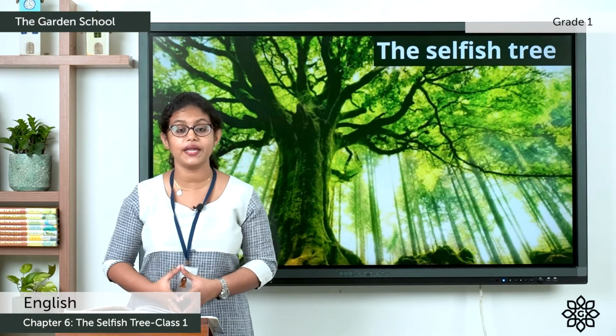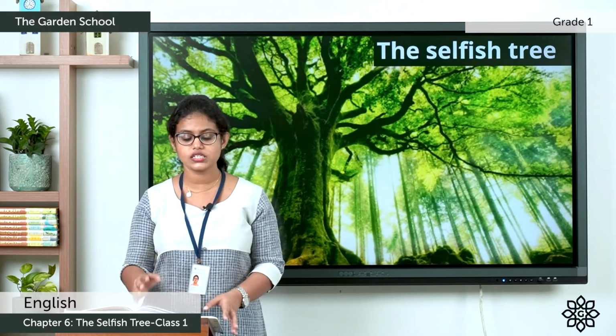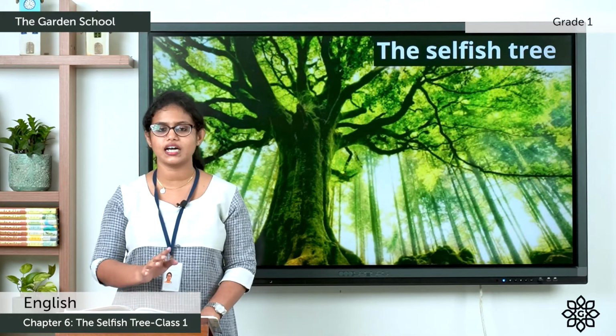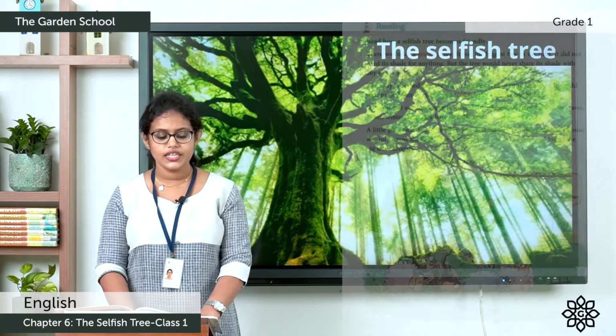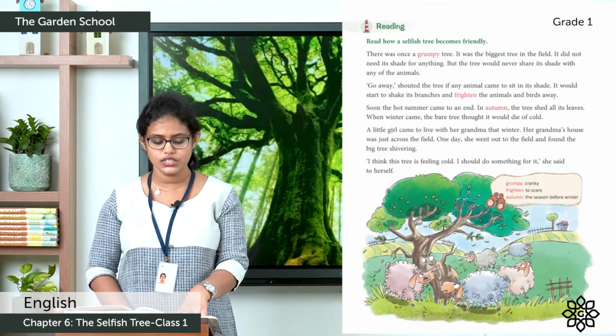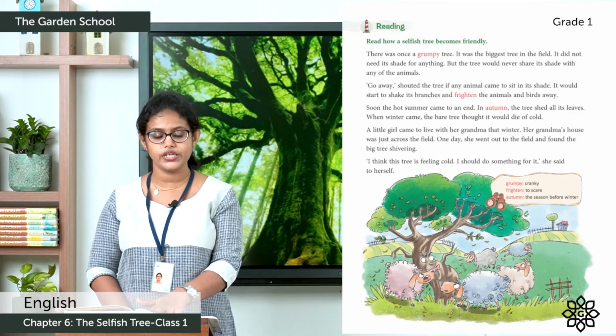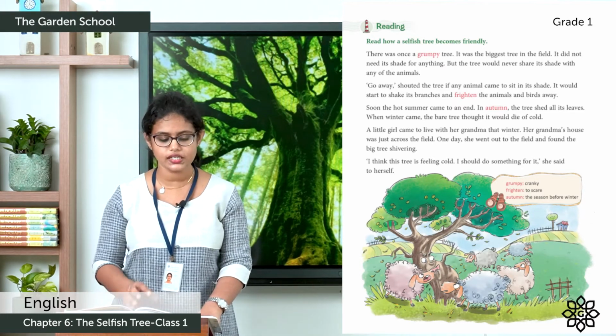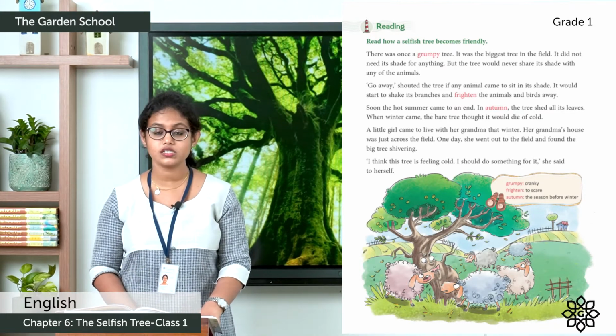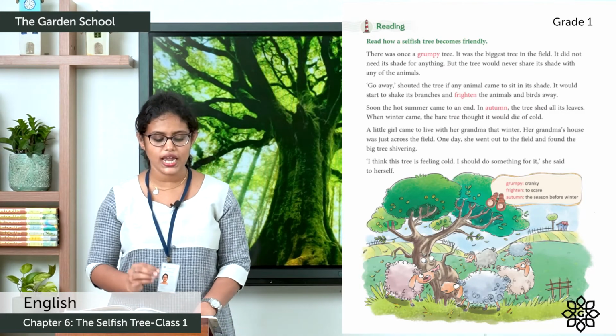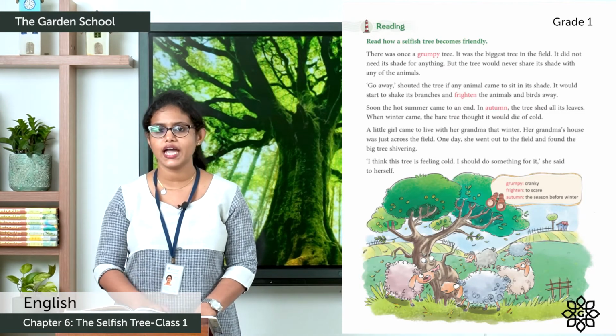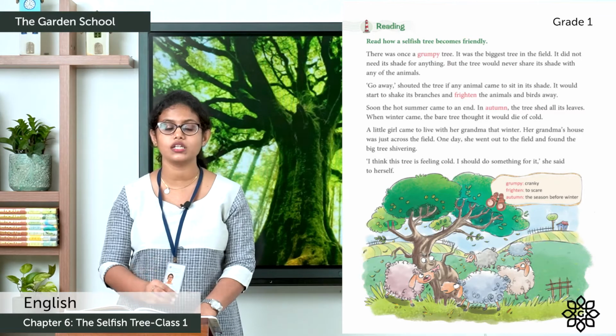So now you can take page number 74. So let's read the story and let's understand. There was once a grumpy tree. It was the biggest tree in the field. It did not need its shade for anything, but the tree could never share its shade with any of the animals.